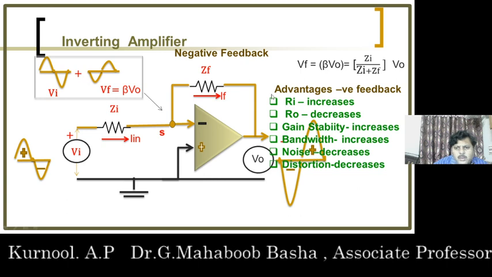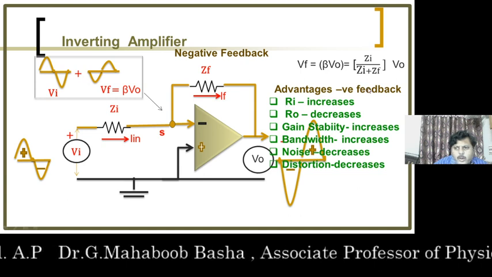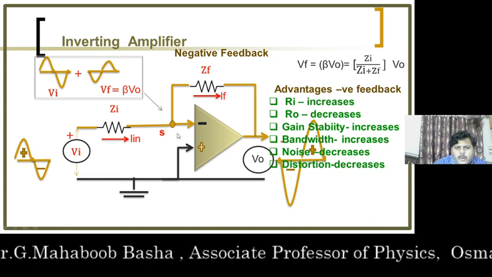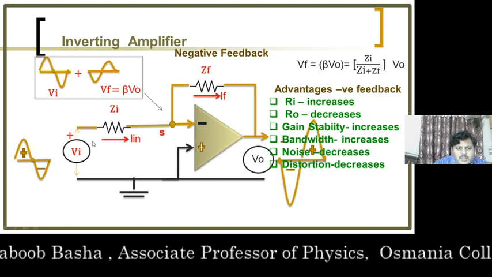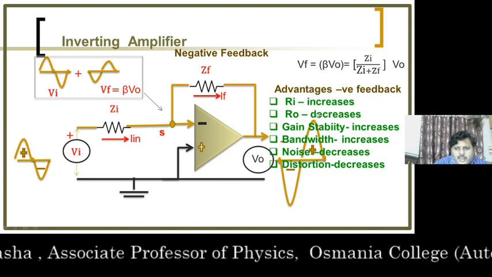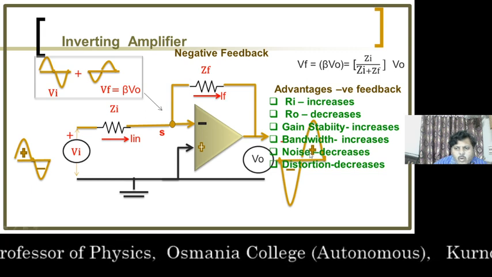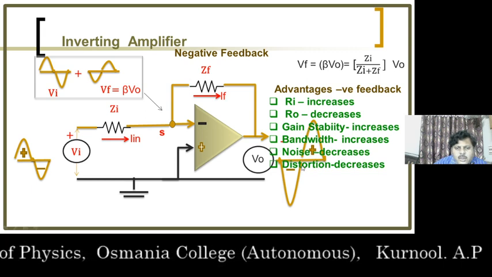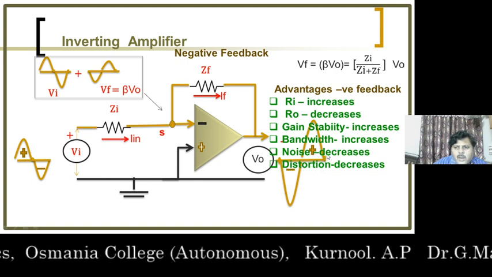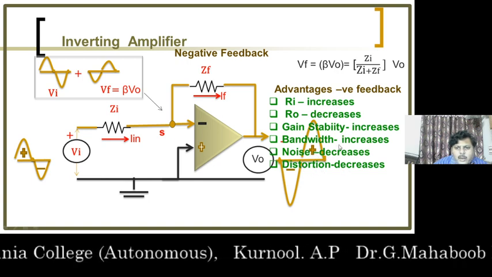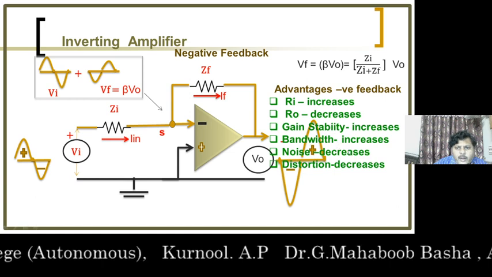What are the advantages of negative feedback? Because of negative feedback, the input impedance increases, output impedance decreases, gain stability increases, bandwidth increases, noise decreases, and distortion decreases. Because of these advantages of negative feedback, we use the operational amplifier under a negative feedback arrangement.